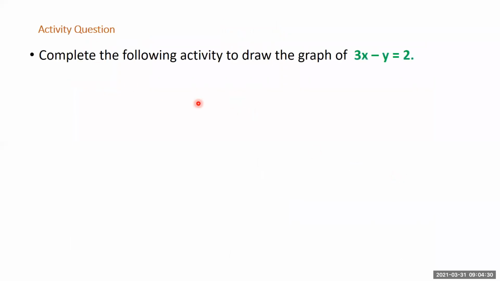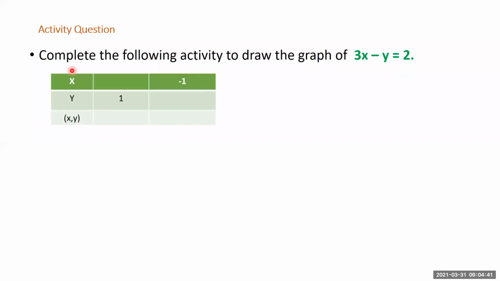See here, one more activity question. They will give an activity question: complete the following activity to draw the graph of 3x minus y equal to 2. Everyone knows this one. See, the x and y values they will be giving, and x comma y. Here one box will be there, here one box, here one box, and here one box. A total of 4 boxes will be there. That means half a mark here, half a mark here, so in total you will get 2 marks. For 2 marks you will get questions like this.